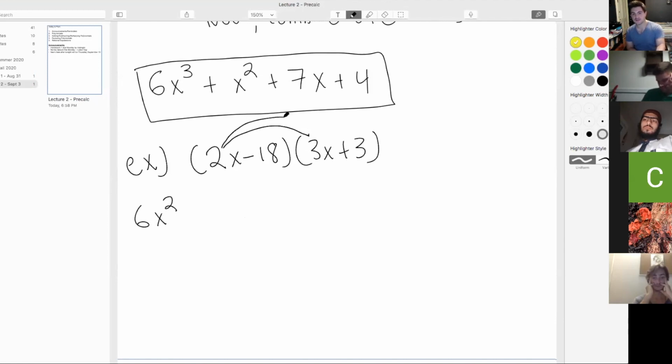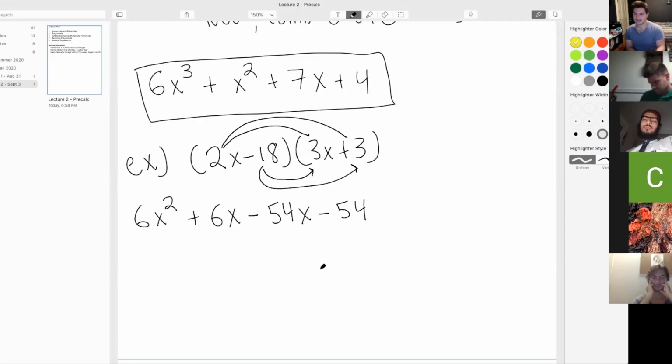Next, 2x multiplied by 3. That will just give you 6x. Good. Next, negative 18 multiplied by 3x. That will give you negative 54x. Okay, because 18 times 3 is 54. And the negative 18 times 3, the last guy, that will just give you minus 54.